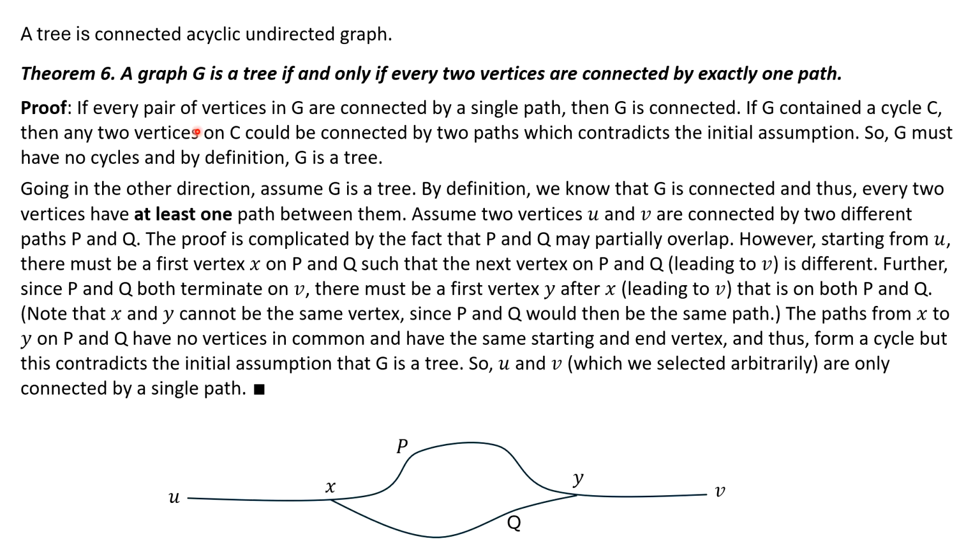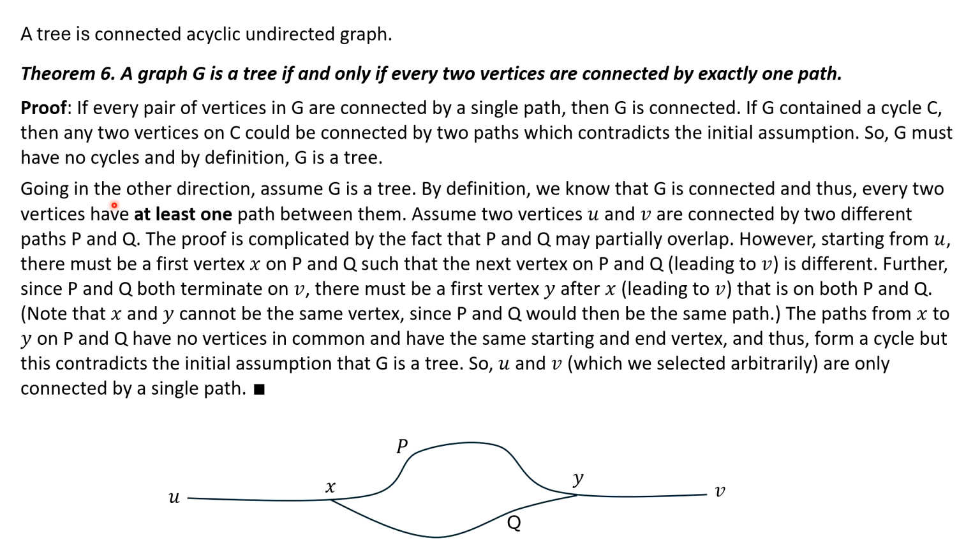Going in one direction, if every pair of vertices in G is connected by a single path, then G is connected. So we have that part of the definition here. If G contained a cycle C, then any two vertices on C could be connected by two paths going in each direction, which contradicts the initial assumption. So G must have no cycles, and by definition G is a tree. So we've shown the theorem in this reverse direction.